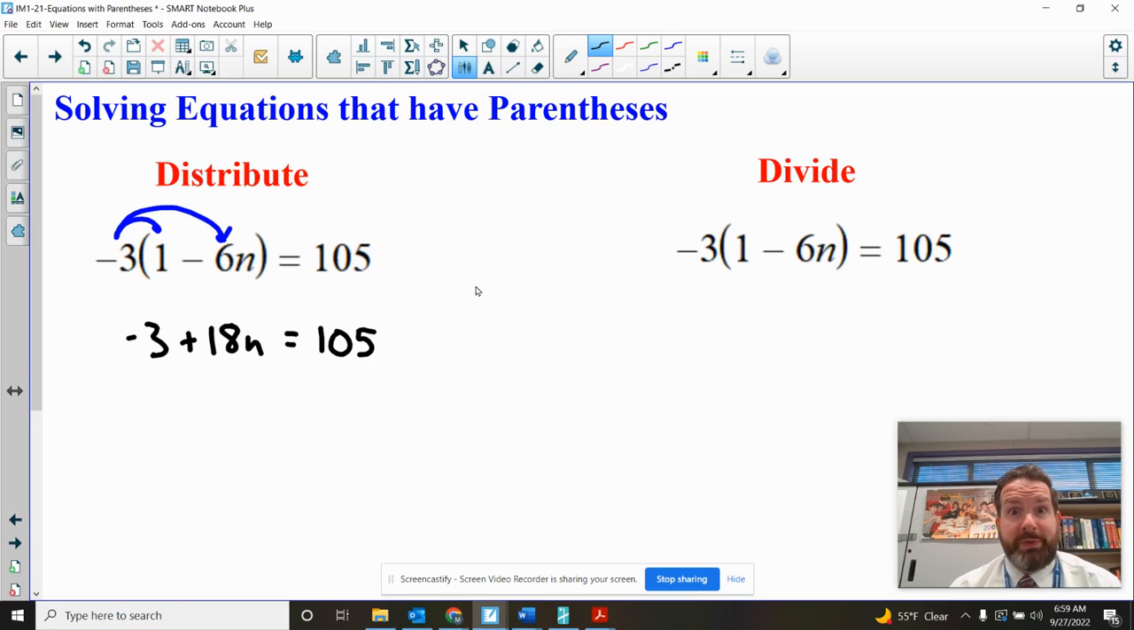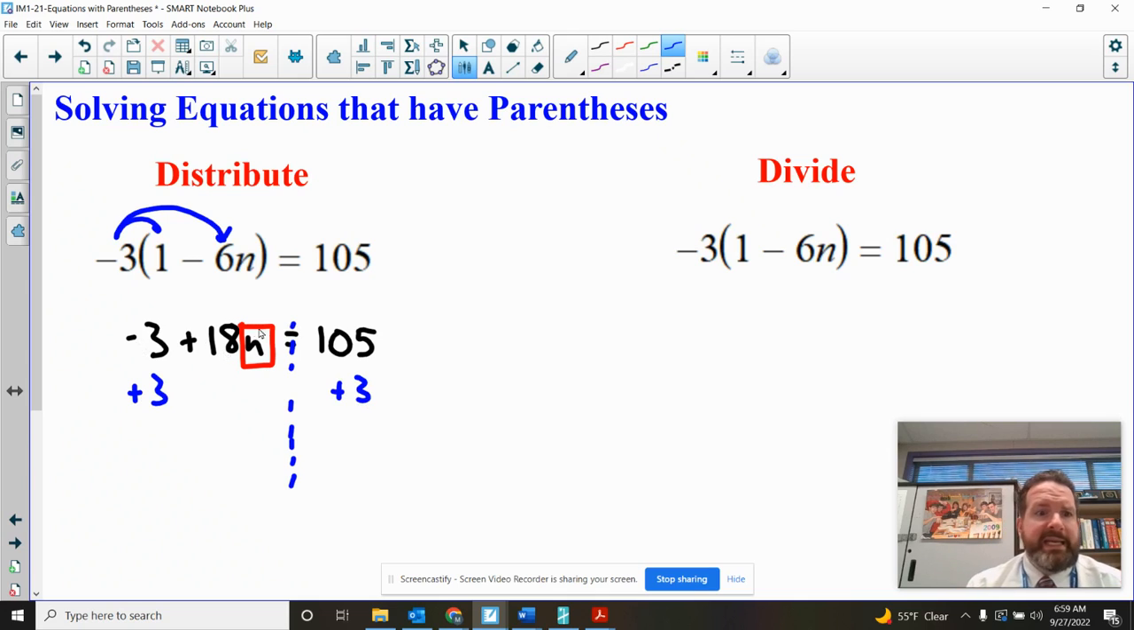Once you've done that distribution, this is now exactly like other equations that we have done. So start by doing, I want to get this n by itself. So take the 3, add the 3. We're going to save the 18 for later because that's right beside the n. That's going to leave me with 18n equals 105 plus 3 is 108.